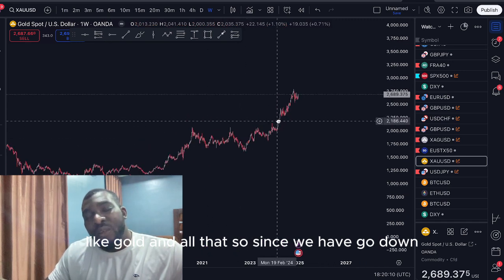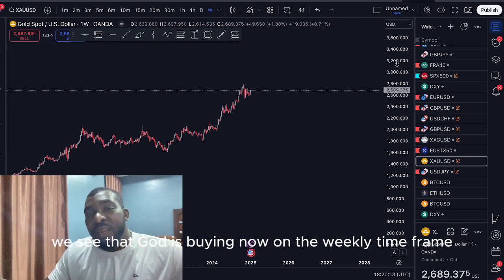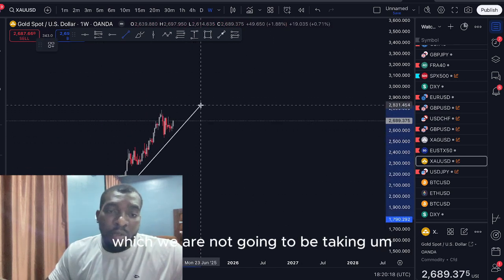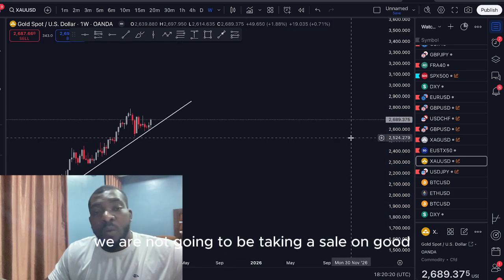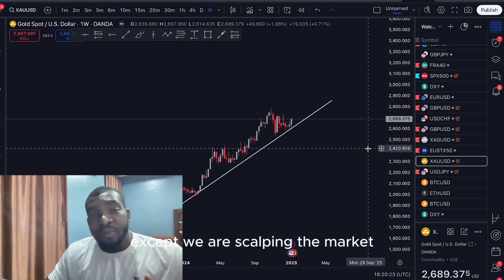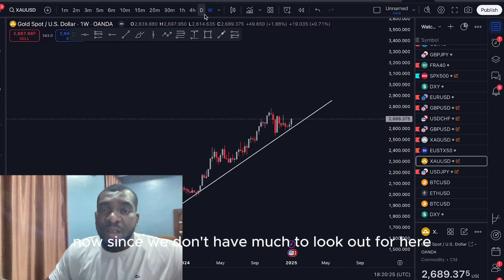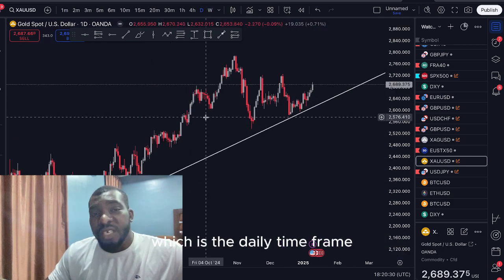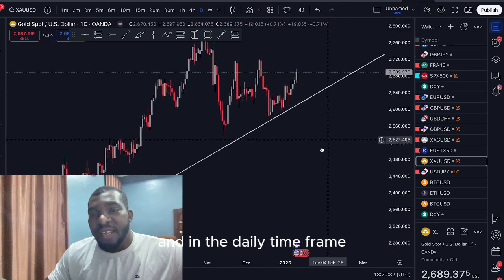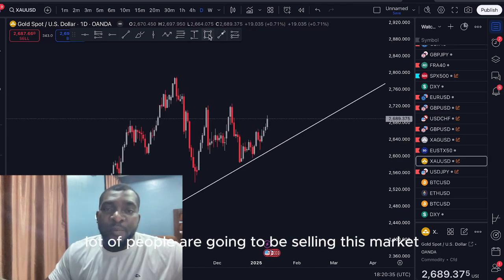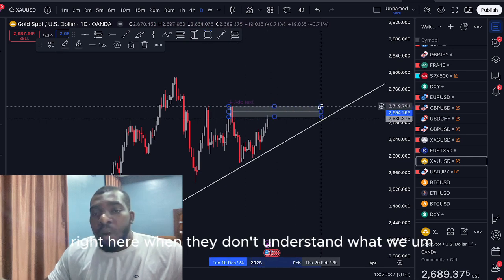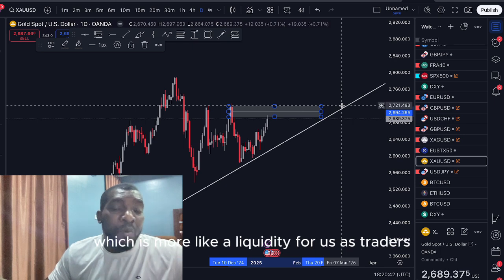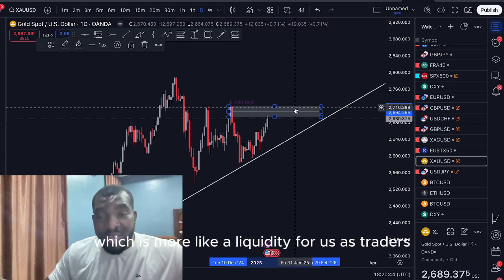So since we have gold and we see that gold is buying, now on the weekly time frame, we could clearly see that gold has been on an uptrend, so we are not going to be taking a sell on gold, except we are scalping the market. Now since we don't have much to look out for here, we are going to be looking more at the lower time frame, which is the daily time frame. And in the daily time frame, a lot of people are going to be selling this market right here when they don't understand the concept of double top, which is more like a liquidity for us as traders.